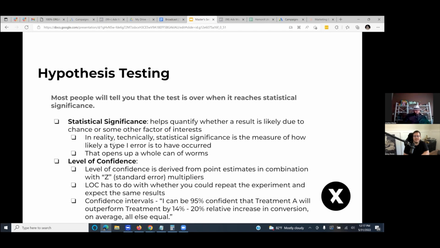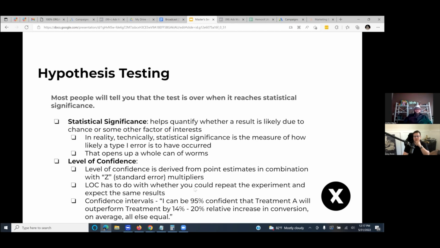All right. The other thing that you've been told is that you should run a test to a level of confidence of 90 or 95%, right? And a level of confidence is derived from point estimates about production in combination with a Z standard, which is to say the standard error in the test. It really doesn't have a lot to do with split testing, other than you should test until you're really confident that your results are what they are, right?